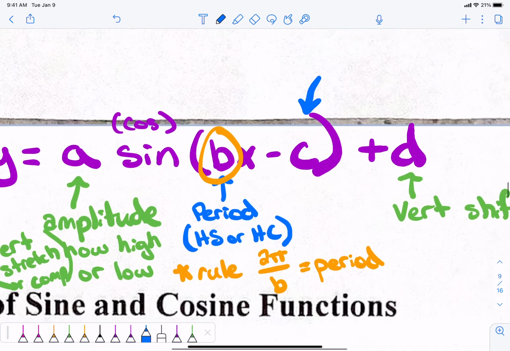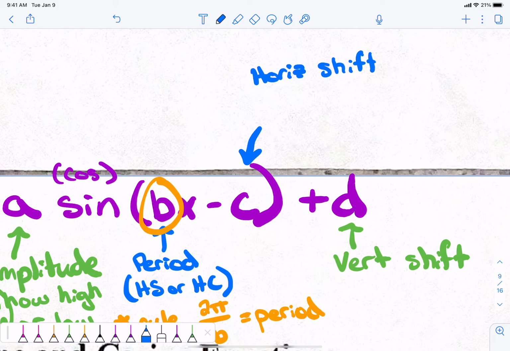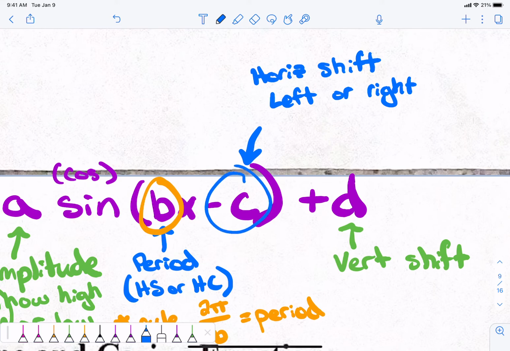C tells me my horizontal shift, basically left or right. And these are yucky, if I'm going left or right at all. But it's not just this number that tells me that. It is if there's no B. If there's no B, it's just that number that tells me that.